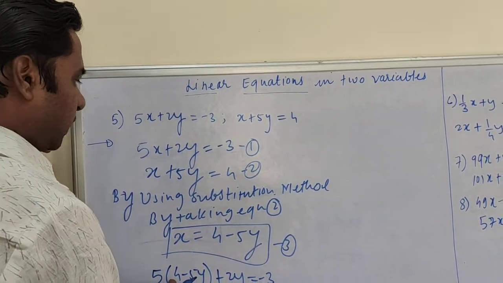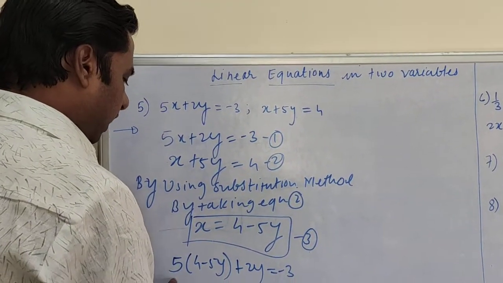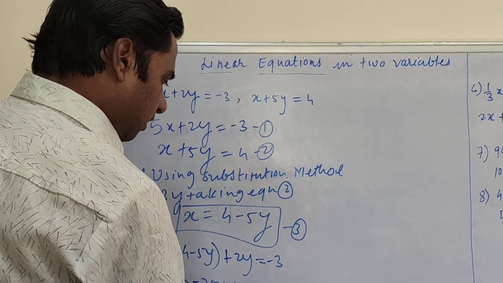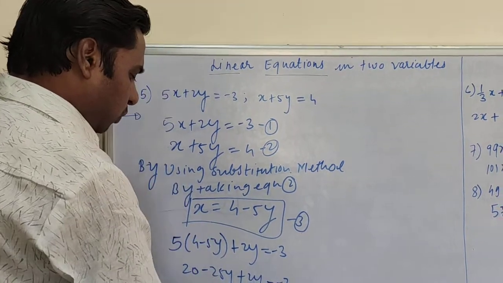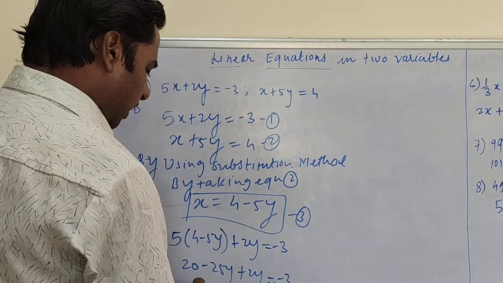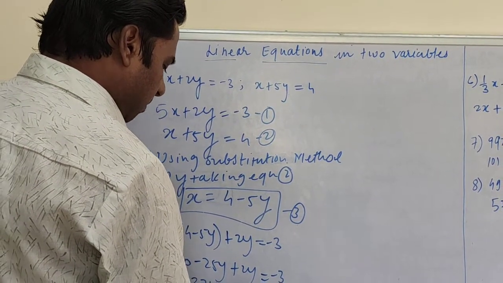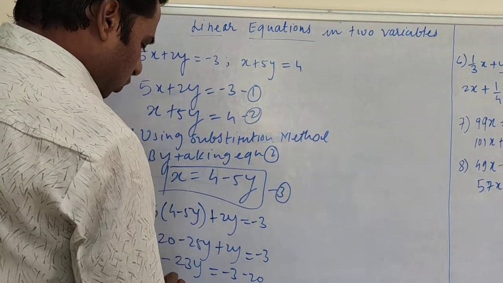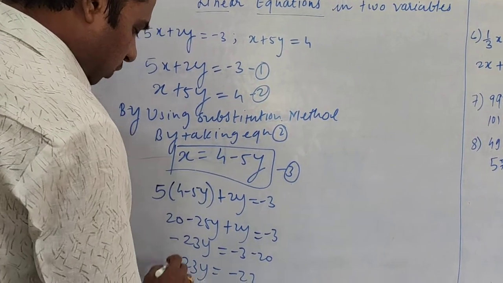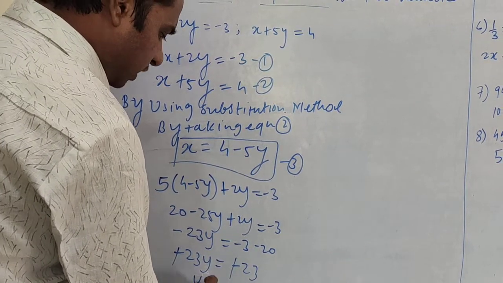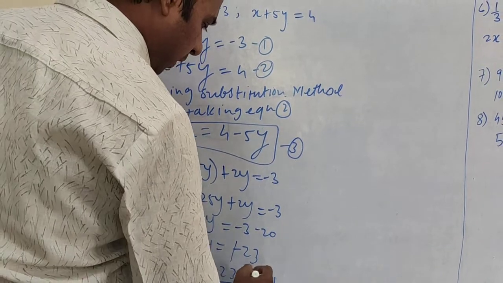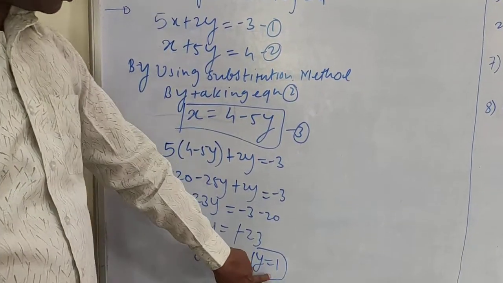Okay, now 5 4s are 20, then 5 5s are 25, minus 25y plus 2y is equals to minus 3. Now this 20 we can transpose on the right hand side. So minus 25y plus 2y, this will be minus 23y, minus 3 and minus 20. So minus 23y is equals to minus 23. So minus minus cancel. So y is equals to 23 upon 23. So y is equals to 1. Value of y is equals to 1.